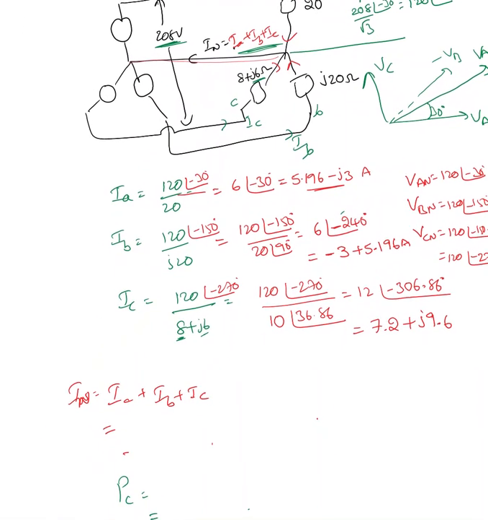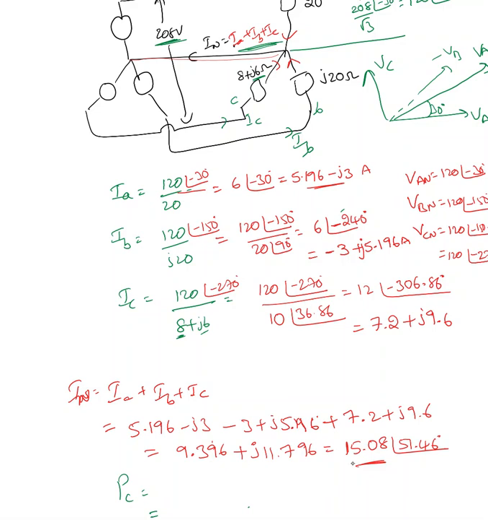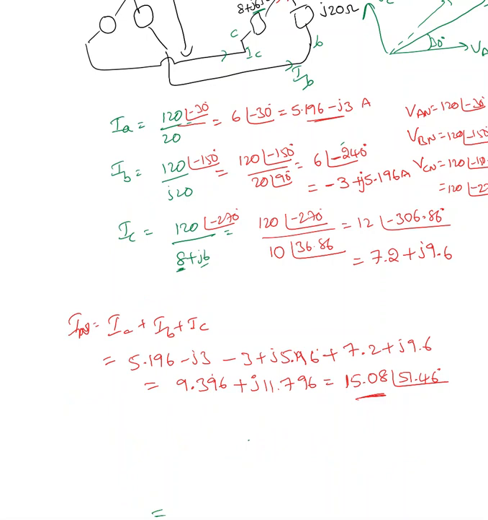Now for the neutral current, I'm going to add them together: 5.196 minus j3, minus 3 plus j5.196 (I forgot to put the j), plus 7.2 plus j9.6. So the current in the neutral is 15.08 at an angle of 51.46. You're going to see the magnitude is 15.08. Now I found the current in the neutral.